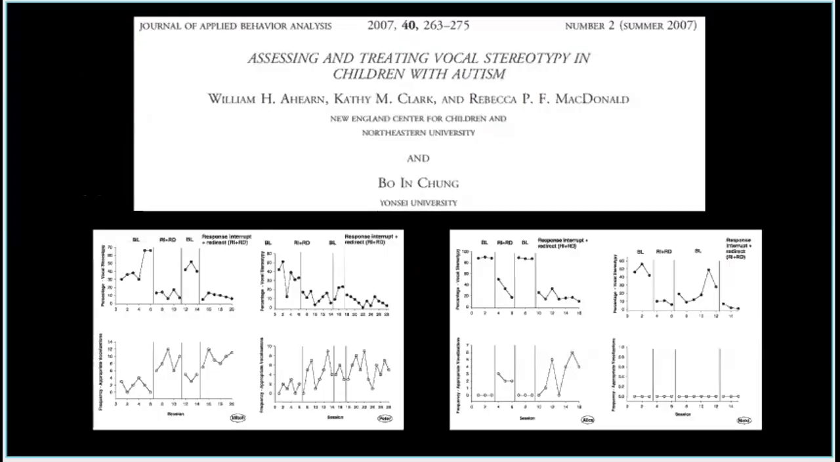Here's an example of this. This is an article from 2007. It includes 4 participants, and for each participant, there are 2 variables, vocal stereotypy and appropriate vocalizations. So you can see here that there are 8 different designs, or said a different way, 8 opportunities to demonstrate a functional relation, even though it's just one study. So 8 designs and 1 study.